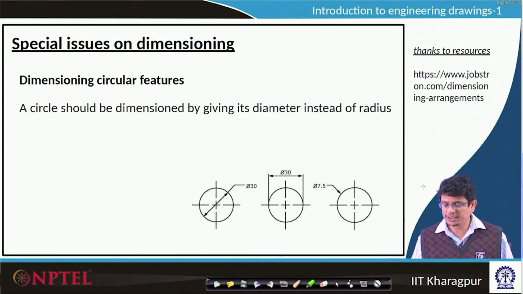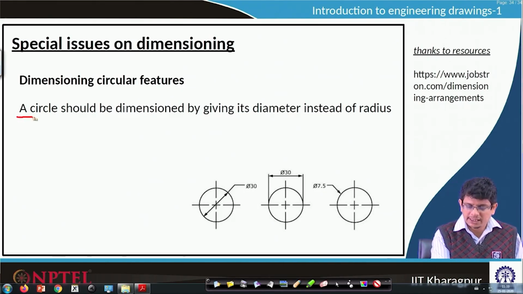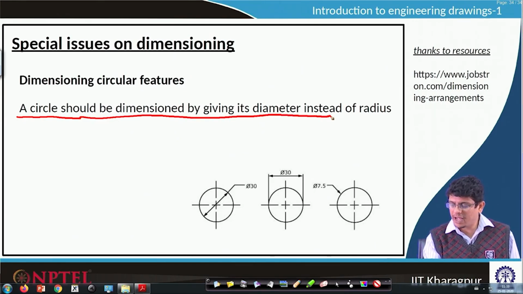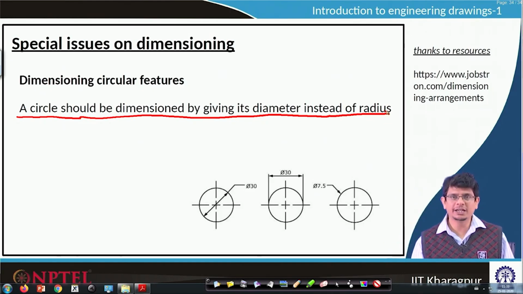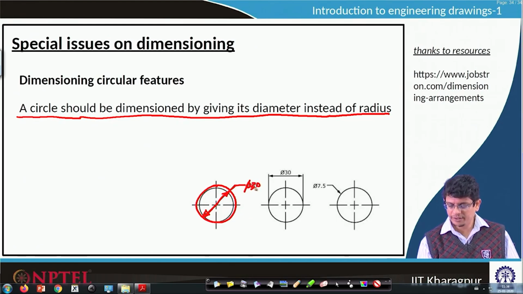Similarly, whenever circular features are there, there are different ways of showing diameter. Let us pick an example. First thing, if it is a circle, it should be dimensioned by giving its diameter instead of radius. Only for arcs we use radius. For any kind of circles, we have to go with diameter dimensioning. Let us pick this circle. Because this gap is large, one can show it in terms of an arrow, a leader line with phi 30. Usually, these leader lines we keep horizontal.